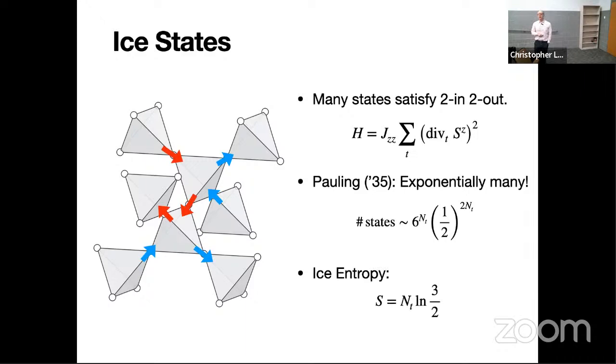So there's actually an exponentially large number of ground states of this toy model. Okay, this is the ice entropy. It was measured calorimetrically in water ice a couple years after 1935. And this estimate, that's it, that's the whole estimate, I just gave it to you, right? Was good to something like 1%. Okay.